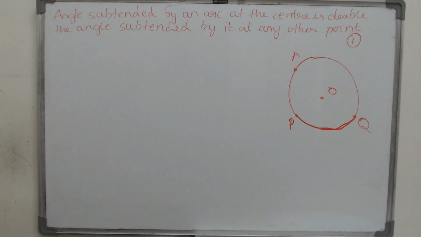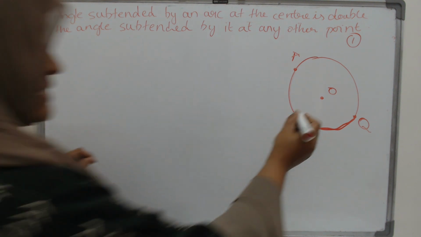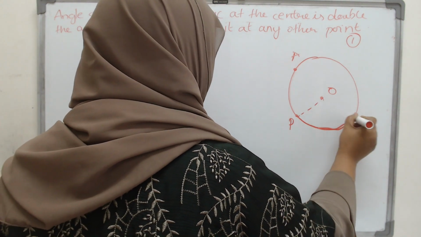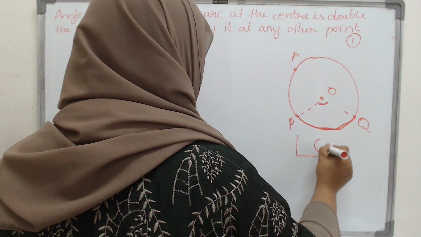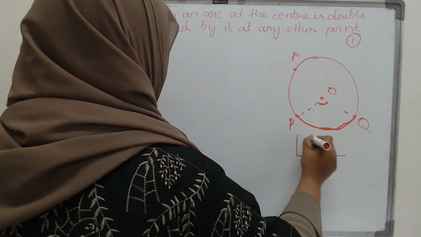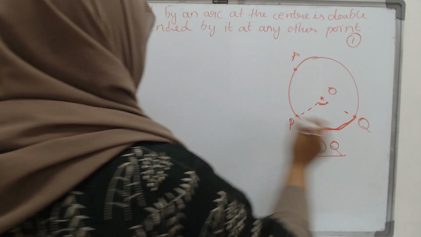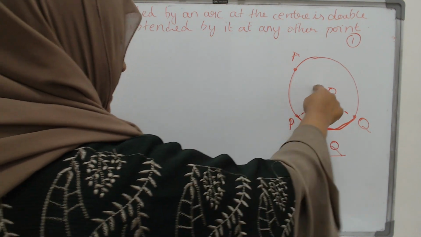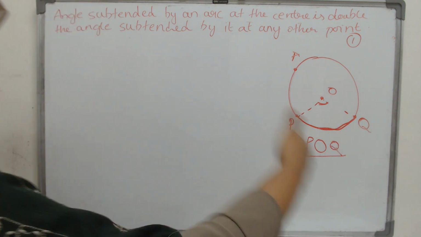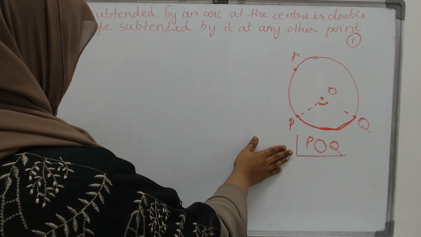And what does your rule say? The angle subtended by the arc at the center. How will that angle look like? It will be formed at the center with PO and OQ as its arms, at the center with OP and OQ as its two arms. Now you have this angle.